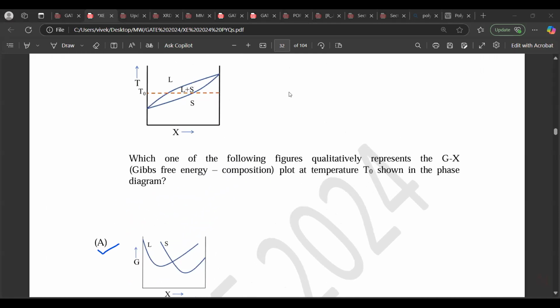So initially, which composition is stable at lower composition? Which composition is stable? Anyone? Liquid. So at lower composition liquid is stable, but in that graph solid was there.